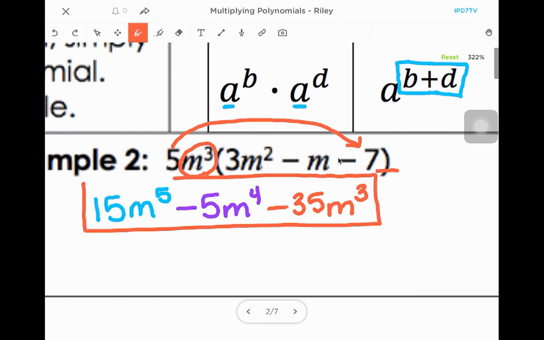Nothing can be combined because none of these are like terms. M to the 5th is not the same as m to the 4th, which is not the same as m to the 3rd. So this is my final answer.